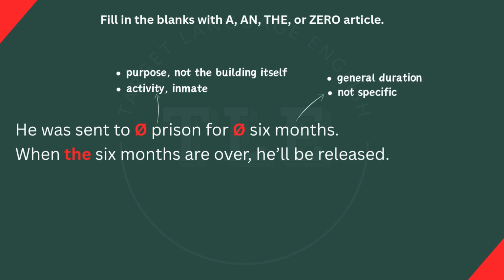Zero article with 6 months because it's a time expression referring to a general duration. It's not a specific period, so no article is needed. But in the second sentence, when the 6 months are over, we use the definite article the with 6 months because now we are referring to that specific 6-month sentence already mentioned, not just any 6-month period.